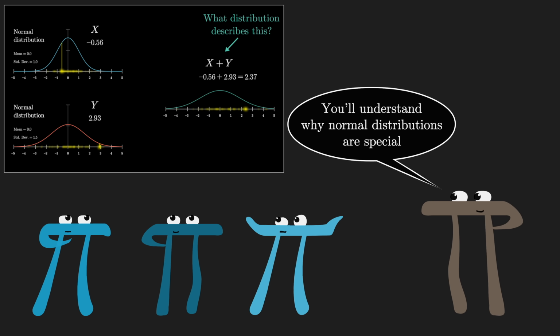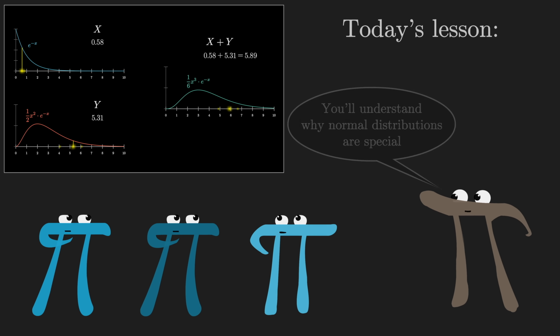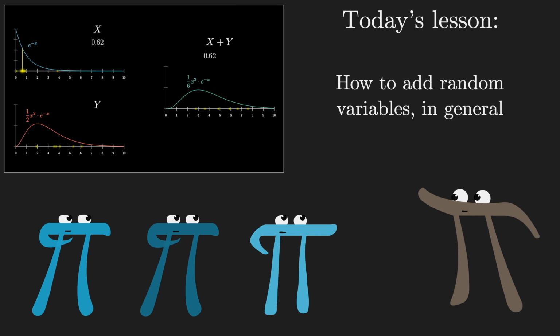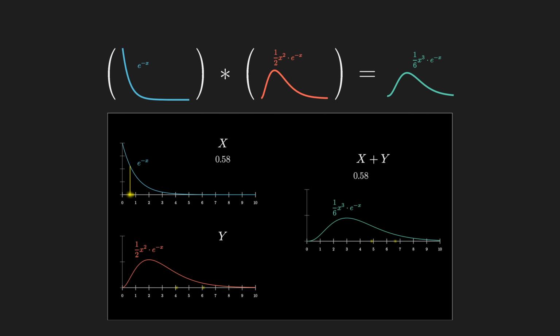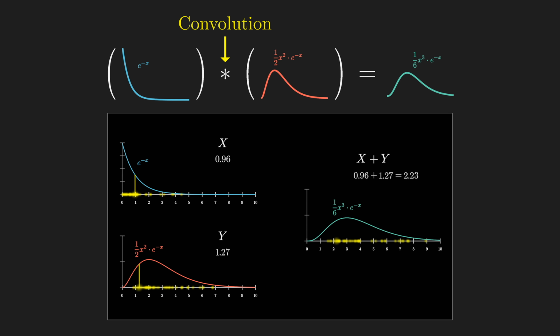Zooming out though, this is actually meant to be a much more general lesson about how you add two different random variables regardless of their distribution, not necessarily just the normally distributed ones. This amounts to a special operation that you apply to the distributions underlying those variables. The operation has a special name, it's called a convolution.